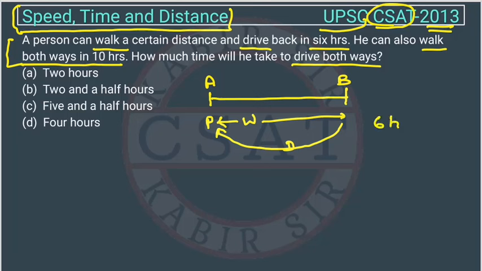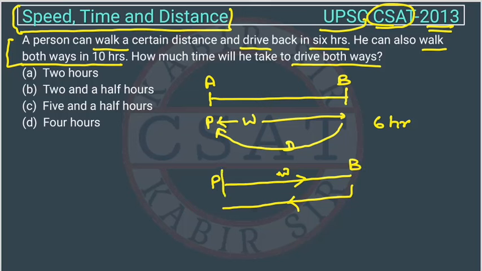6 hours. And in the second case, this person is walking from here till here, right? He is going this way, and then from here to here again he is walking, right? This is point B, this is point A. So this is also walking. How much time is he taking? 10 hours. So one side will be how much? One side will be half of it, that is 5 hours.